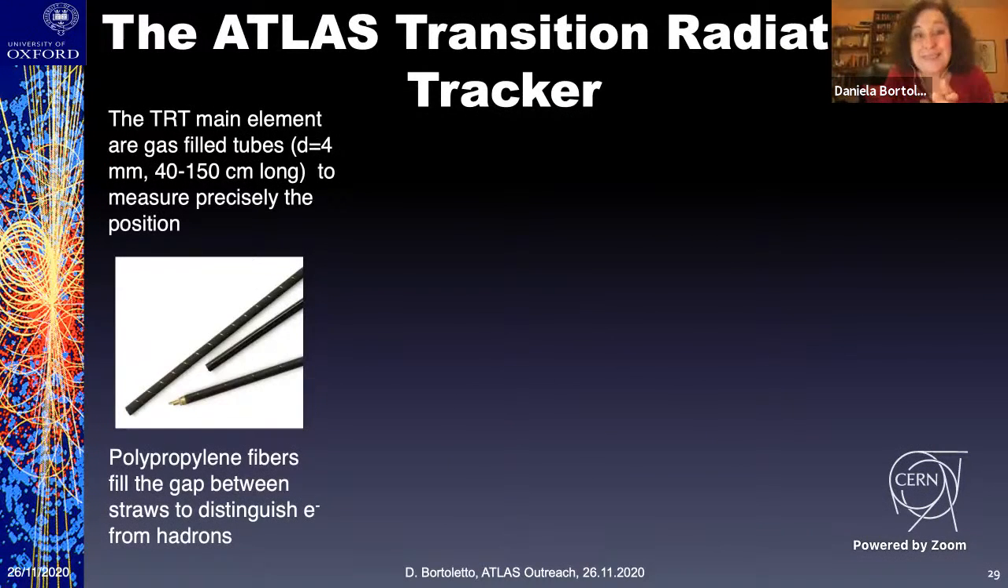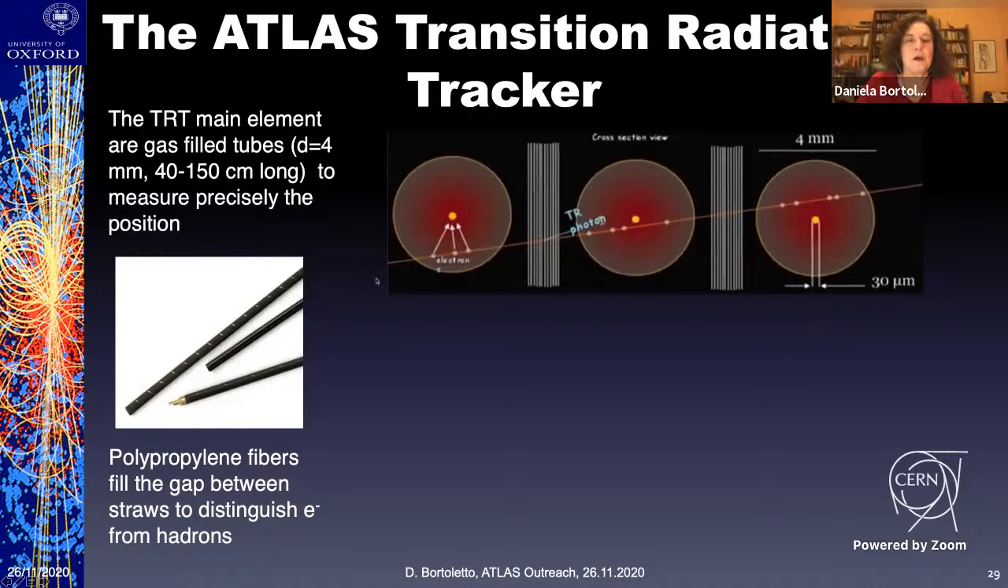So the main element of the TRT, which stands for Transition Radiation Tracker, is a tiny tube filled by gas. This gas tube has a dimension of 4 millimeters, and it has various lengths, okay? And again, it measures precisely the position of the particle. And it is embedded in fibers, which fill the gap between the straws. And so the way that it works is that your particle, for example, an electron, will create electron-ion pairs in the gas, and then the electron will be collected, okay?